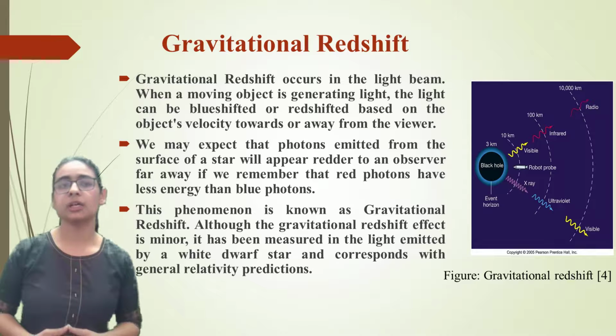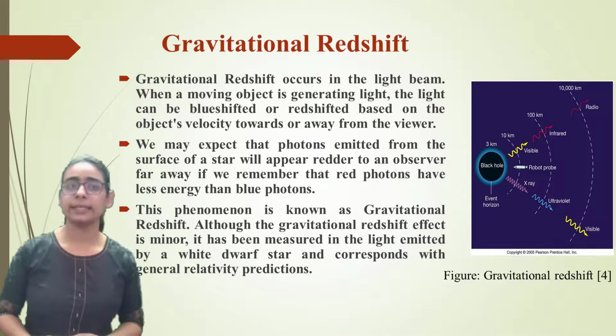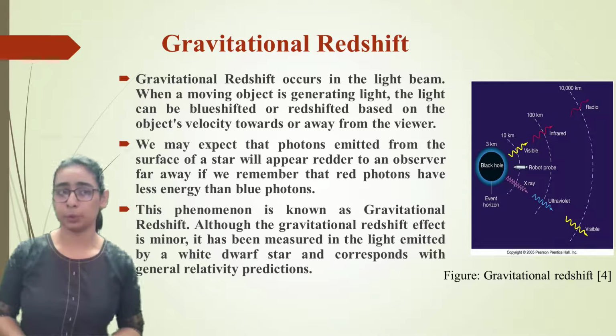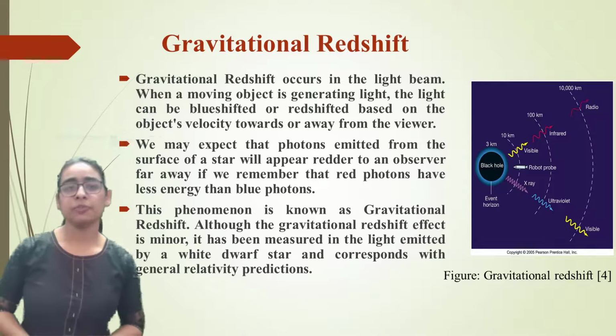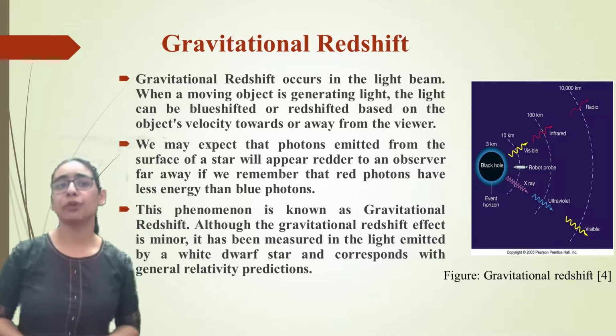Gravitational redshift occurs in the light. When a moving object like a rocket ship is generating light, the light can be blue shifted or red shifted based on the ship's velocity towards or away from the viewer. If a ship were to accelerate away from you, the light from its engine would turn redder as it reached higher speeds.